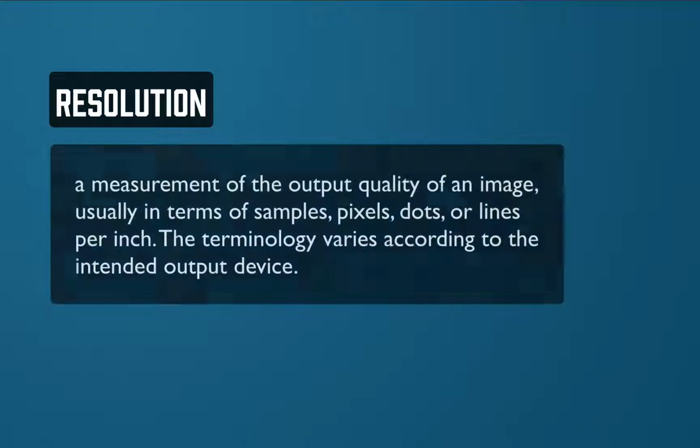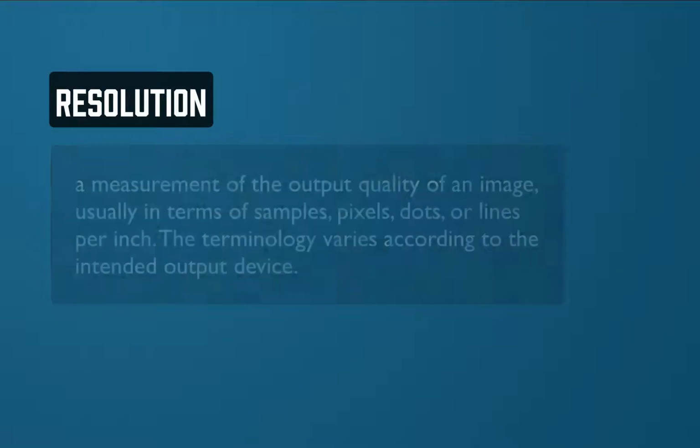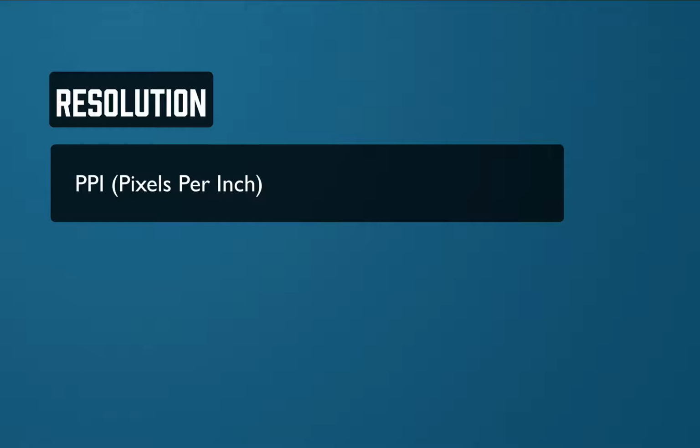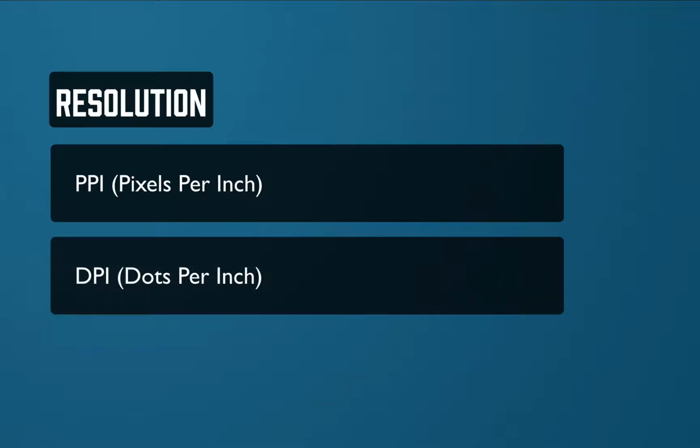Resolution is a measurement of the output quality of an image. Usually it's in terms of samples, so pixels, dots, or lines per inch. The terminology varies depending on the intended output device. For example, if we were going to talk about screen resolution, we talk about PPI, or pixels per inch. If we're going to talk about print, in this case our poster, it would be DPI, or dots per inch, basically dots of color, dots of ink on the page. So for every inch, how many dots are there? In this case, 300 dots for every square inch on our paper.